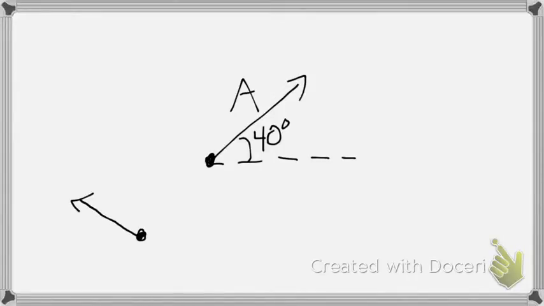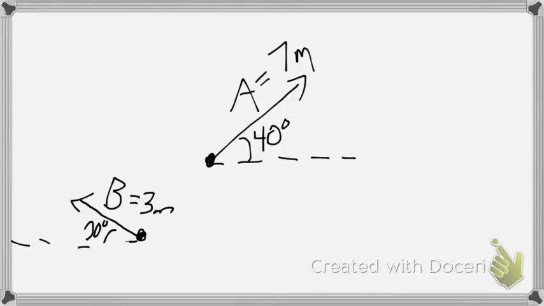And let's say it's above the negative x-axis, so above the left-facing x-axis, 20 degrees. Vector A has a magnitude of 7 meters. Vector B has a magnitude of 3 meters. And I want to find out what A plus B is.